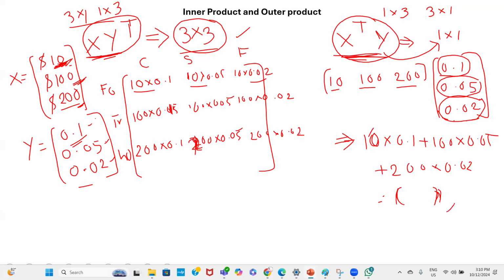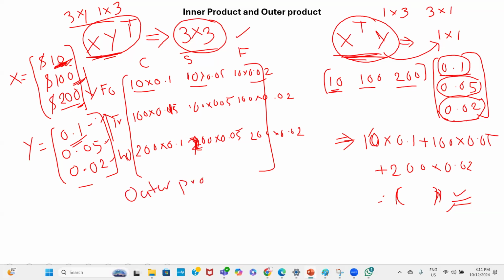If you calculate this, it is giving you a scalar value, which is the total amount of tax that you have paid. Here, a single component has multiple breakups. In the other case, a single component pairs with a single component, so you get a scalar value. When a single component has different breakups, you will get a 3 by 3 matrix. So we call this an outer product.